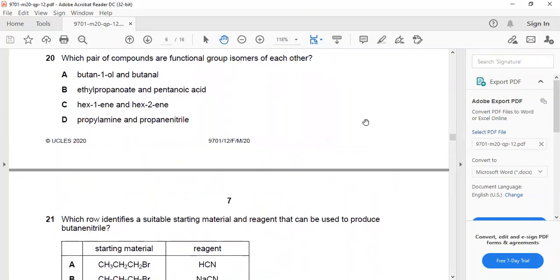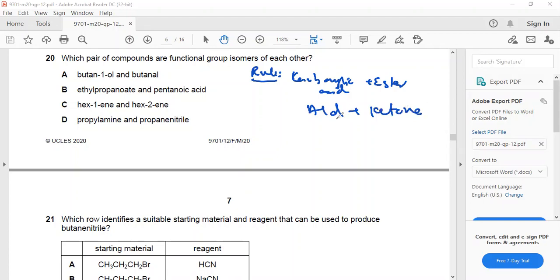28. Which pair of compounds are functional group isomers of each other? If you remember a rule, then it's easier for you. Carboxylic acid plus ester, functional group isomer. Aldehyde plus ketone, functional group isomers.